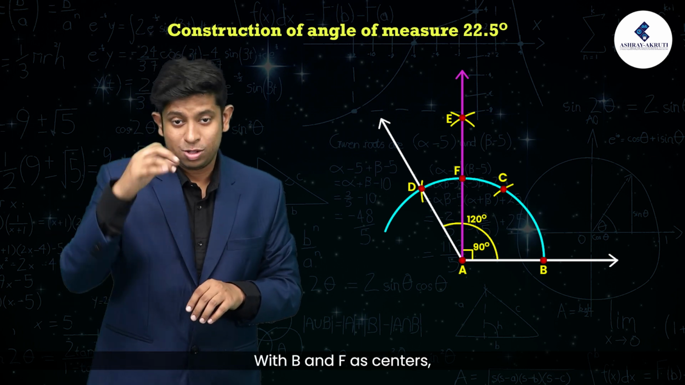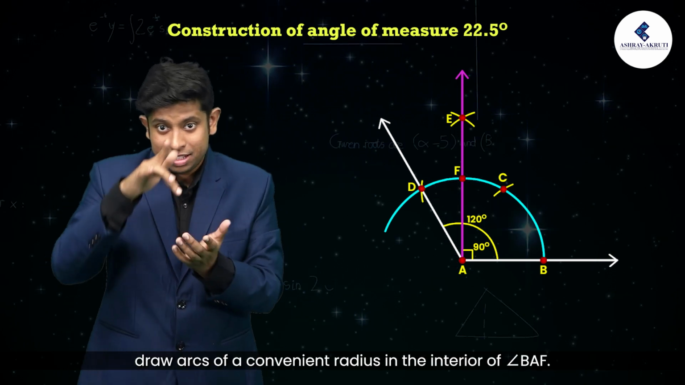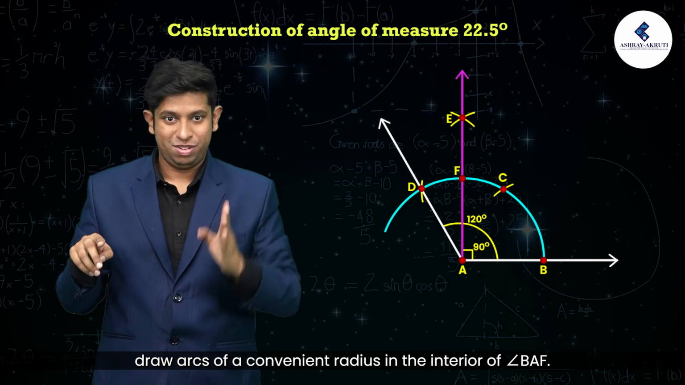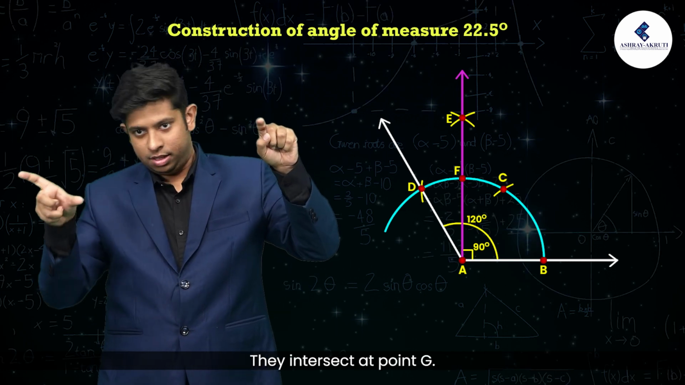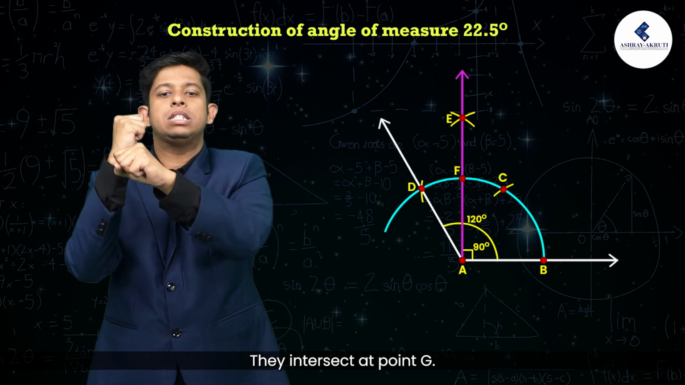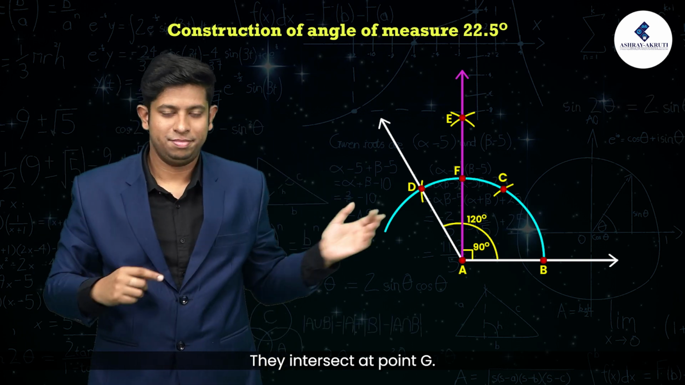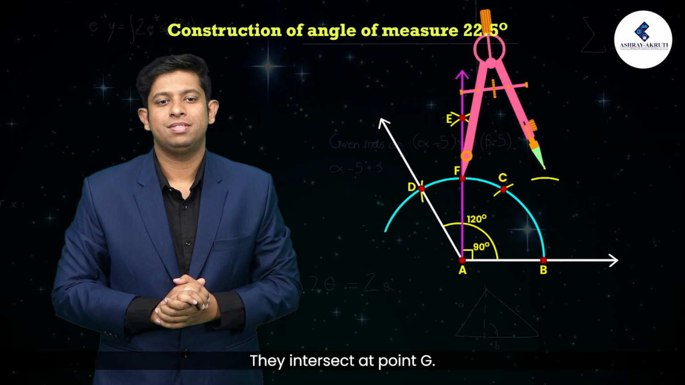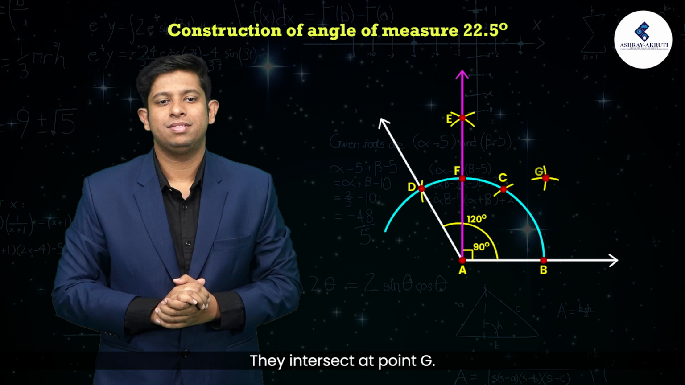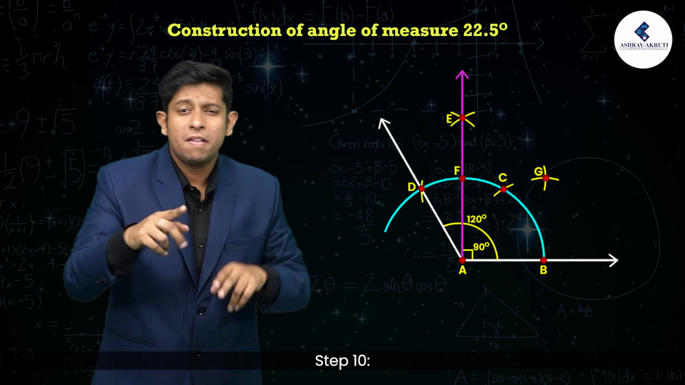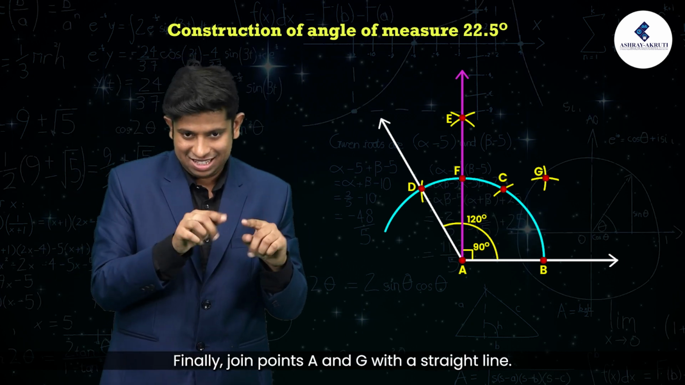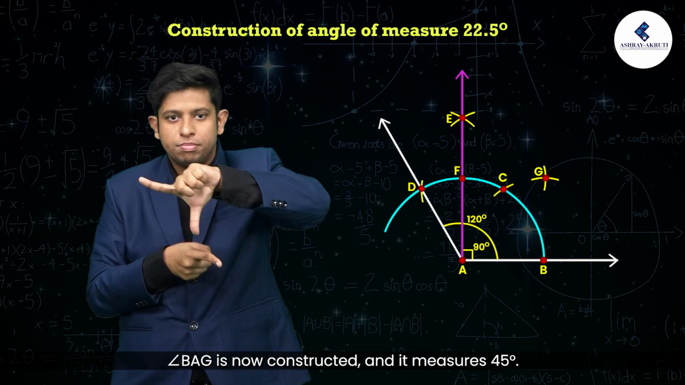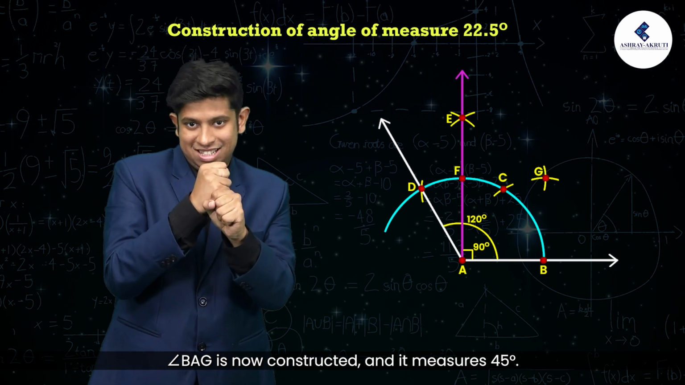Step 9. With B and F as centers, draw arcs of a convenient radius in the interior of angle BAF. They intersect at point G. Step 10. Finally, join points A and G with a straight line. Angle BAG is now constructed and it measures 45 degrees.